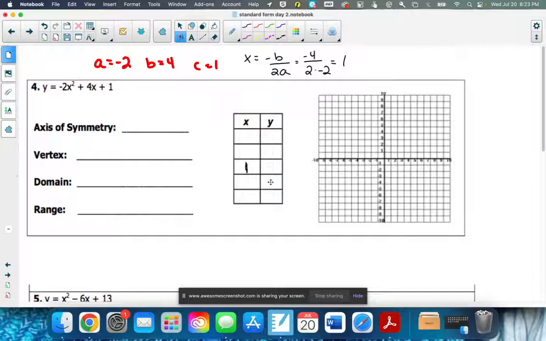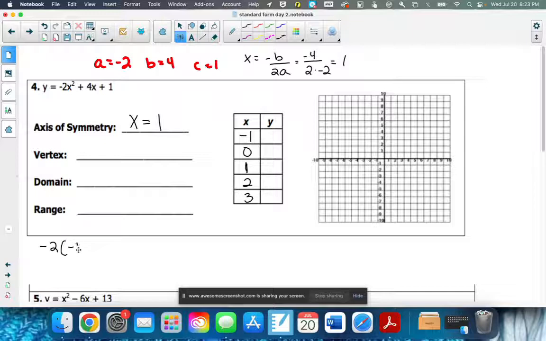Middle of my function, middle of my table. So less and more. And no, this order does not matter as long as you're doing the next stair steps. All right, so we know our axis of symmetry is x equals 1. Let's go ahead, substitute them in. Let's see what we got.